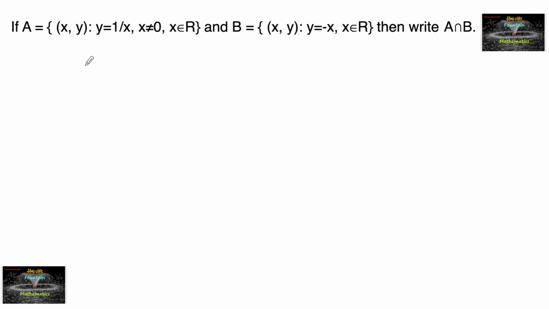If A is equal to the set of (x, y) such that y is equal to 1 upon x, and B is equal to the set of (x, y) such that y is equal to minus x, where x belongs to R, then write A intersection B.